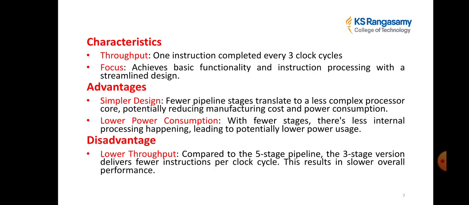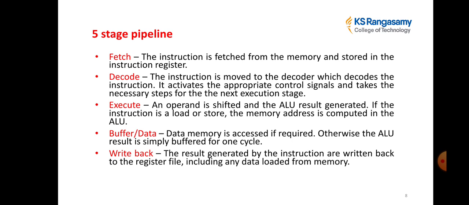So these are the characteristics, advantages and disadvantages of the three-stage pipelining process. Throughput: one instruction is completed every 3 cycles, with focus on achieving basic functionality and instruction processing. The advantages are simpler design and low power consumption, and the disadvantage is lower throughput. Next we are going to see the 5 stage pipelining process. This is a little different from the 3 stage pipelining process. Extra, we have buffer, data and write back.